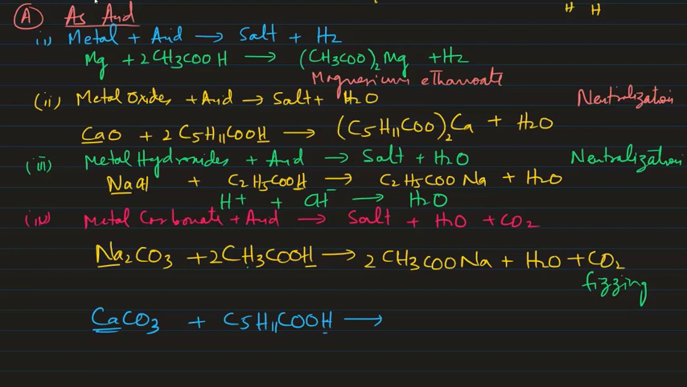The reaction is similar. Calcium metal will replace this hydrogen and we get C5H11COO, that is -1 charge, and calcium is 2 plus. So we write 2 here, and calcium salt along with H2O plus CO2 is released. So let's balance, writing 2 here. So this is how you can see that carboxylic acids react with metals, metal oxides, metal hydroxides and metal carbonates, and they behave as acids.